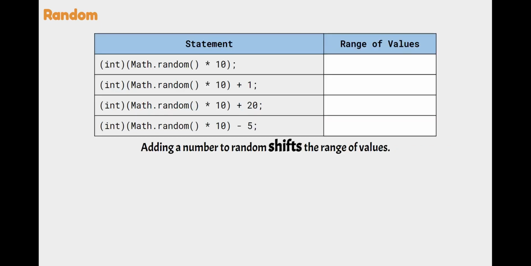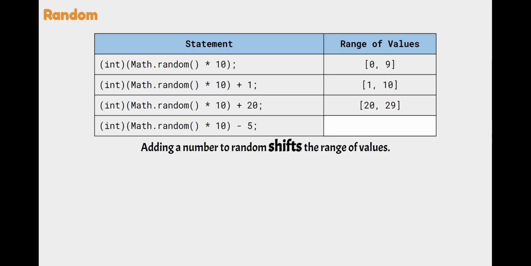Looking at our examples, our first one we have Math.random times 10. We're going to take that result and cast it to an int. We will get values from 0 to 9 inclusively. Looking at our second example, if we add 1 to that result, that shifts our range of values from 0 to 9 to 1 to 10. If instead of adding 1 to the result, we add 20 to the result, on the low end of 0 plus 20, that makes it 20. On the high end of 9, 9 plus 20 is 29. It shifts us up 20 values.